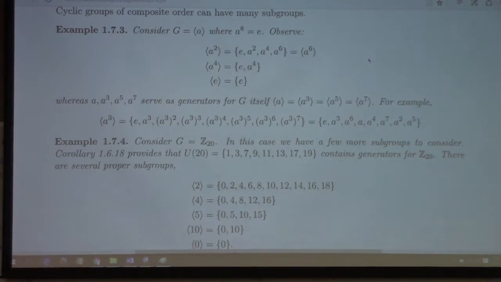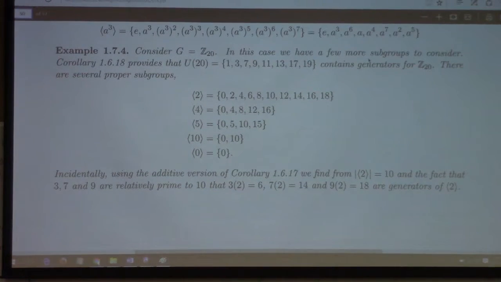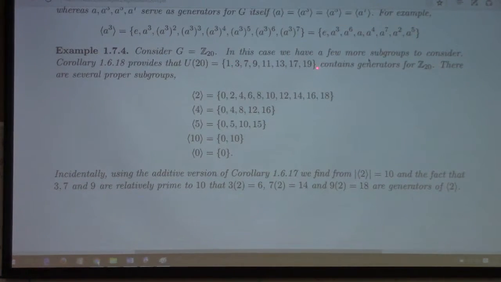Keep in mind, you can apply the cyclic subgroup theorems to subgroups, which are, of course, also groups, right? Z20. Oh, my goodness. U20 has all these. I worked out for you in a problem session that U20 is not cyclic. Well, I'm sorry, this is not U20 cyclic subgroups. This is actually Z20 cyclic subgroups: the evens, the multiples of 4, the multiples of 5, multiples of 10, and of course the identity subgroup.